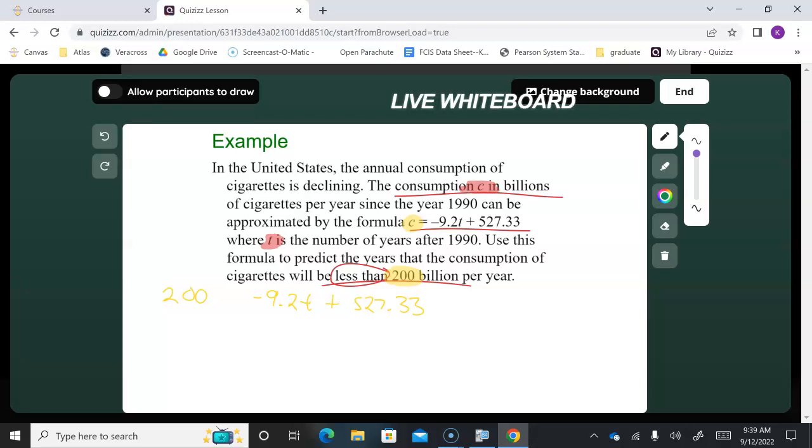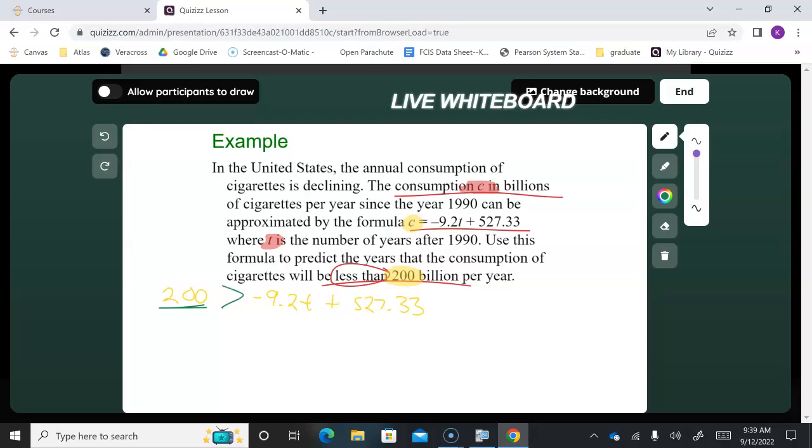Now, before we put in the inequality, I want you to think very, very carefully. We're either going to be using less than, greater than, less than or equal to, or greater than or equal to. Think about this. I want to predict the years that the consumption will be less than 200. So, does 200 need to be the biggest number or the smallest number? The biggest number, because I want to find out when it's going to be less than that. So what inequality is going to indicate that 200 is bigger than the right side?